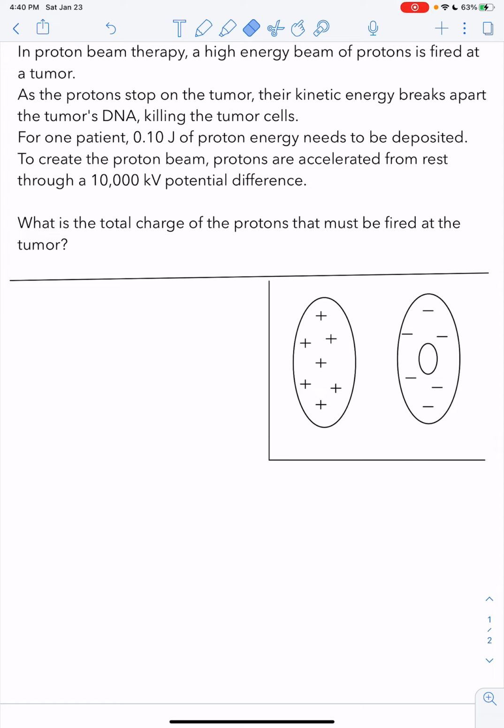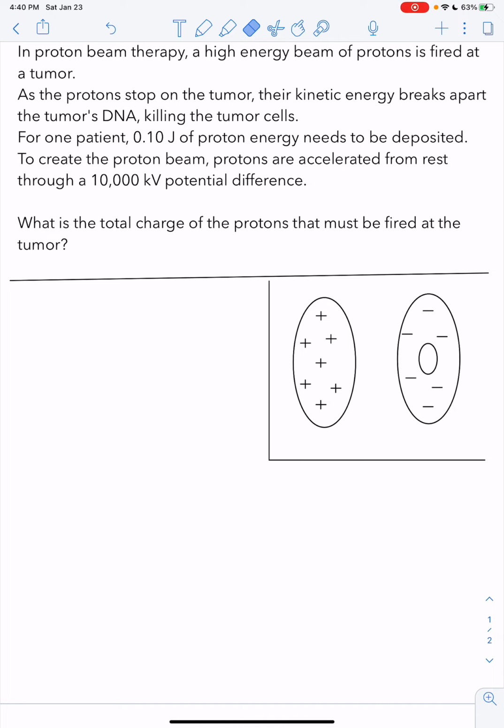So in this problem-solving example, we're looking at something called proton beam therapy. In this, we have a high-energy beam of protons that are fired at a tumor. The idea is that the protons stop on the tumor and their kinetic energy is used to break apart the tumor's DNA, killing the tumor cells.